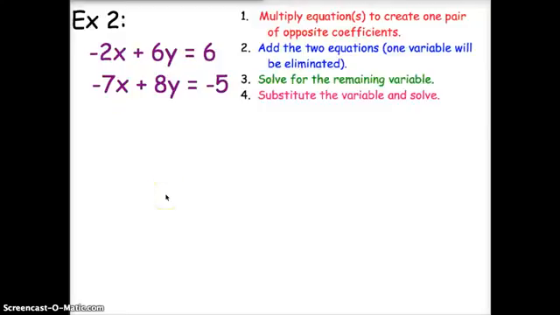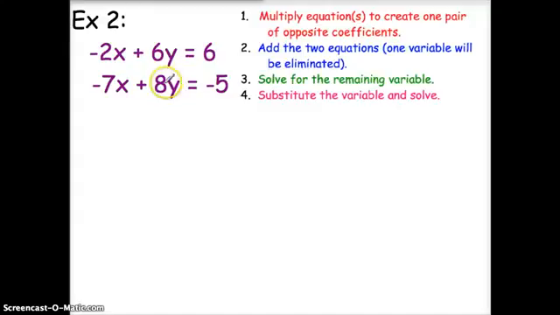For example 2, I've got negative 2x plus 6y equals 6 and negative 7x plus 8y equals negative 5. We're going to have to multiply both equations in order to get a coefficient that's going to work. I can't just multiply one equation by something and get integers that are going to work nicely. So this time, instead of concentrating on getting the x's to eliminate, I'm going to concentrate on getting the y's to eliminate.